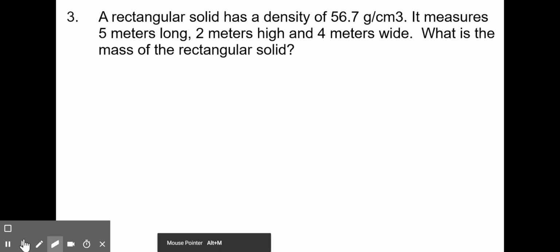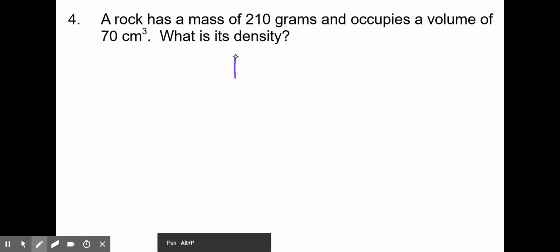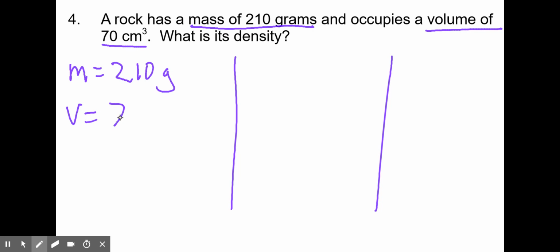Again, you can go back and watch these, or ask for help, or keep moving along. So a rock has a mass of, remember to do your three sections, push pause at any time, 210 grams, and occupies a volume of 70 cubic centimeters. V equals 70 cm cubed. What's the density? Density equals, I don't know.